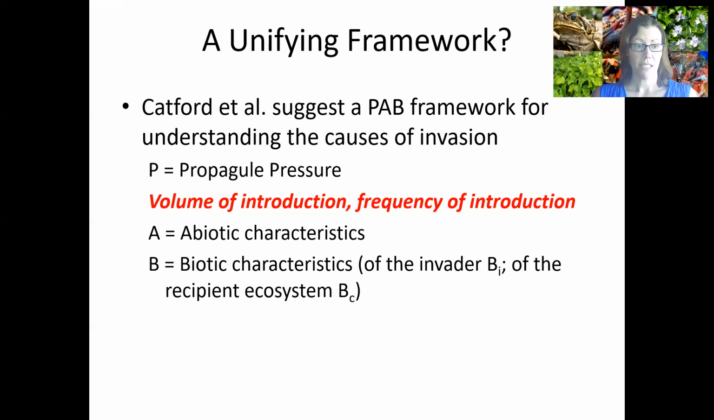So instead we use proxies a lot of the time for propagule pressure. So proxies include things like the volume of trade between countries, the volume of a particular commodity. For example, if we are looking specifically at wood-boring insects, we might look at the volume of trade in goods that would be shipped over on shipping pallets that have wood that those insects would bore into.